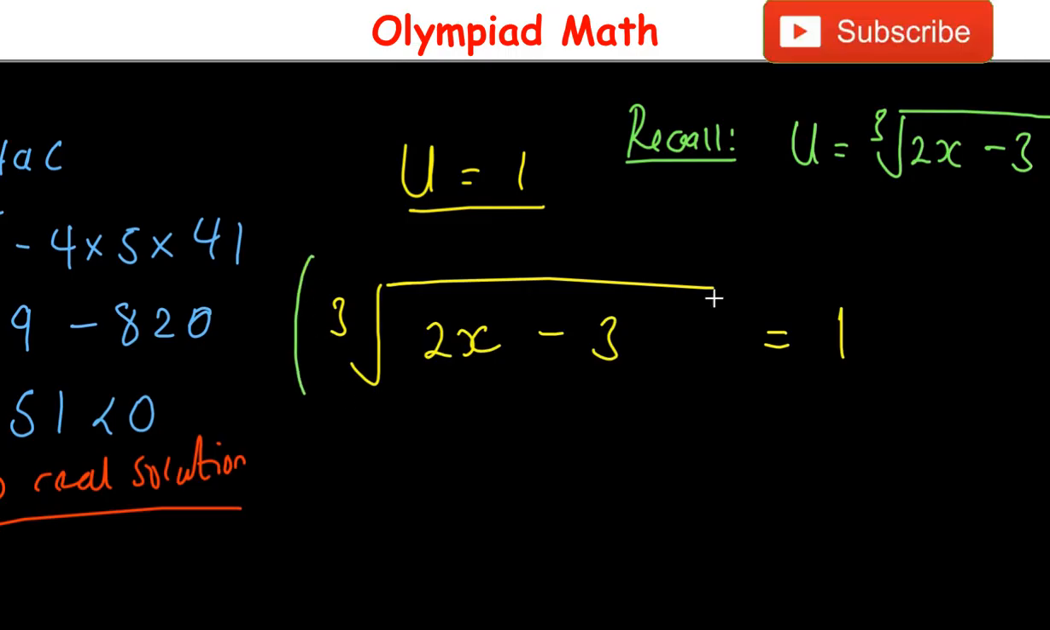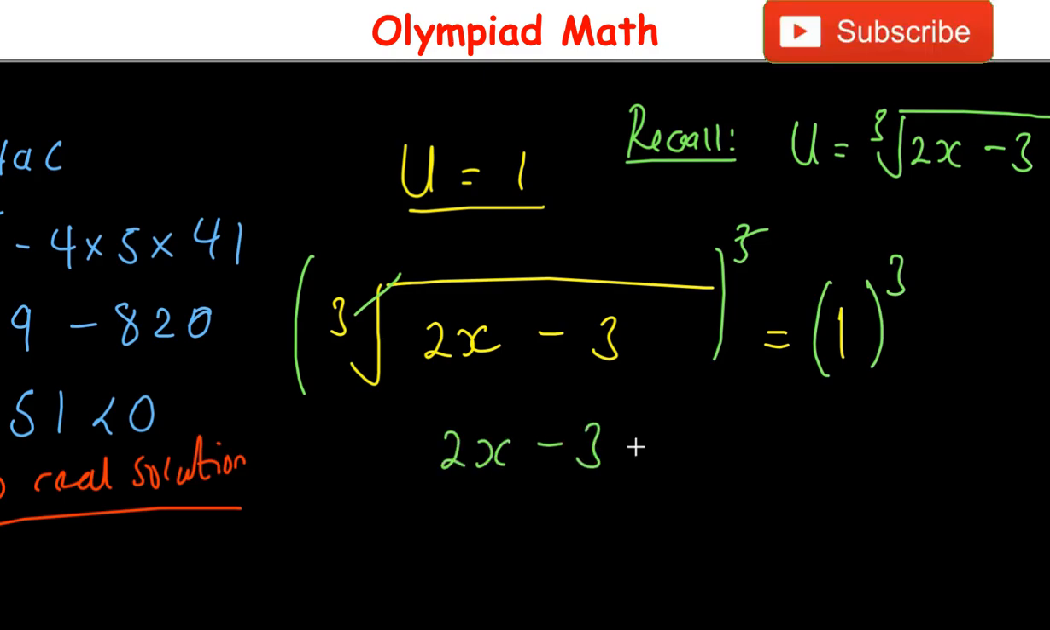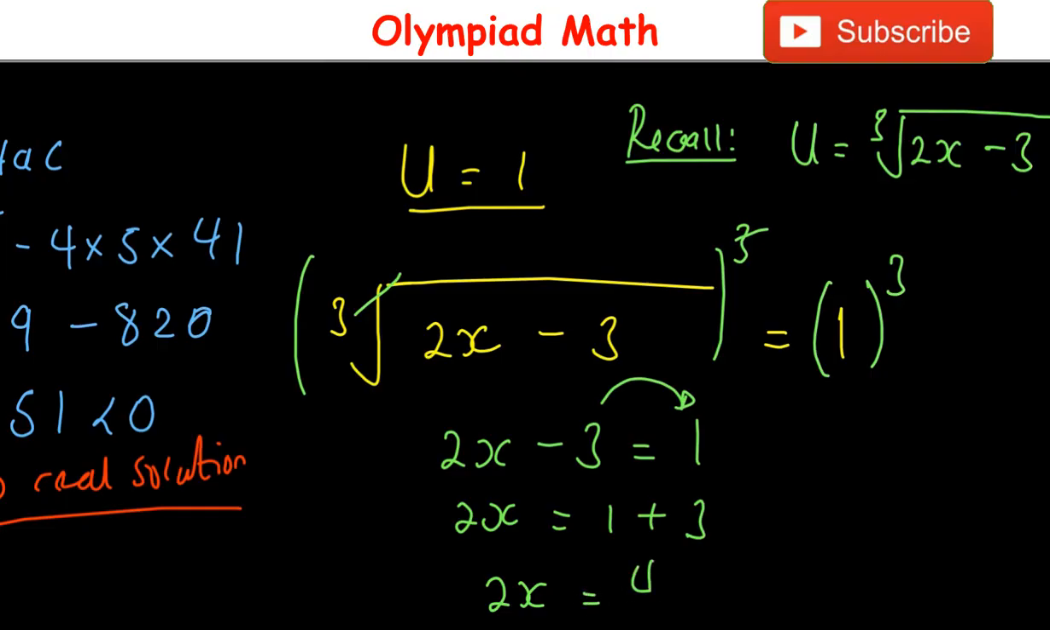Next, we're going to cube this equation, all raised to power 3. Cube will cancel cube root. We have 2x minus 3 is equal to 1 cubed, which is 1. Move minus 3 over to this side. We have 2x is equal to 1 plus 3. So 2x is equal to 4.